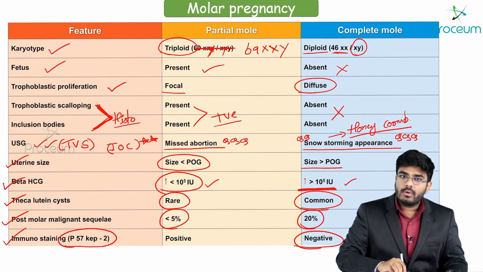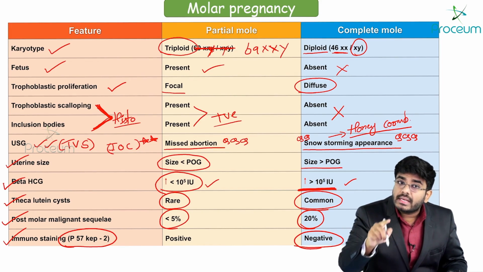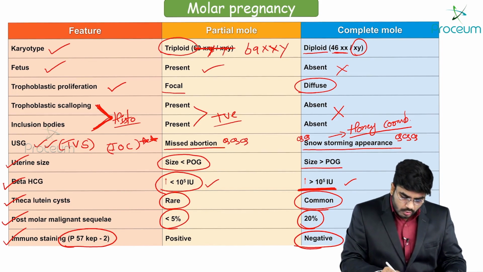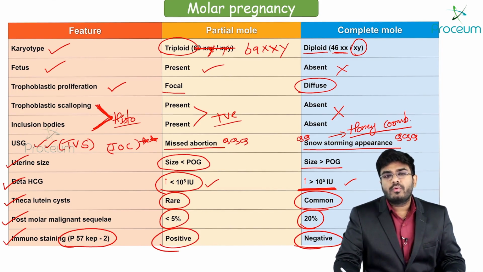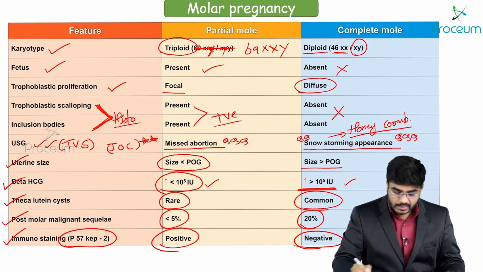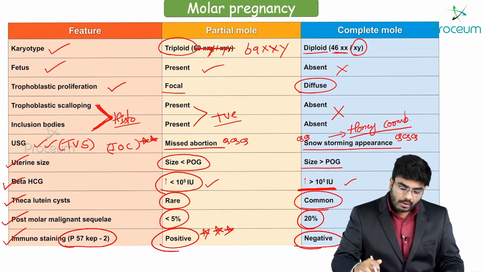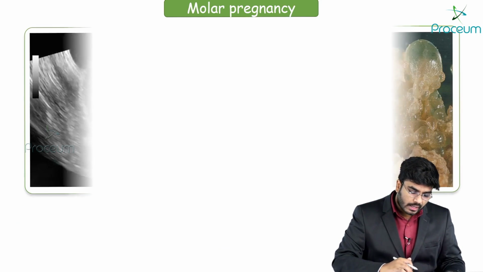In partial mole, the extra genetic material is paternal in origin. There is also maternal genetic material. So here the P57 Kip2 stain is going to be positive. MCQ.